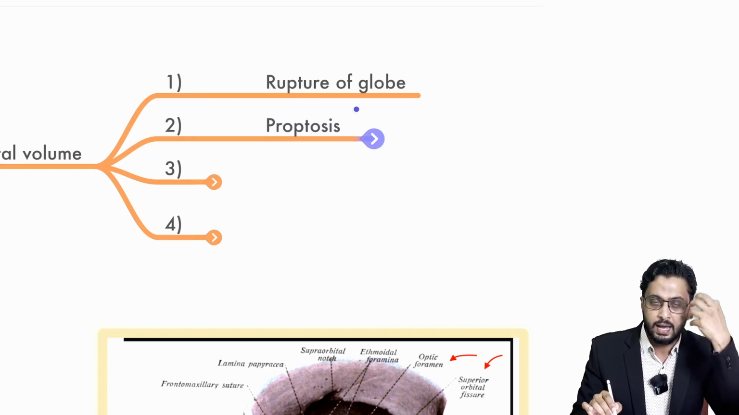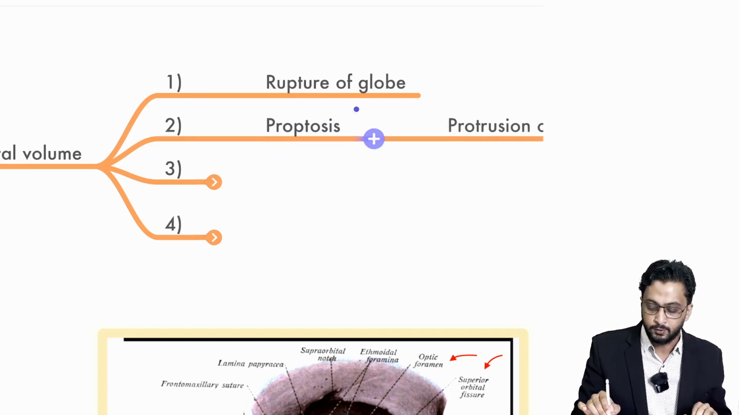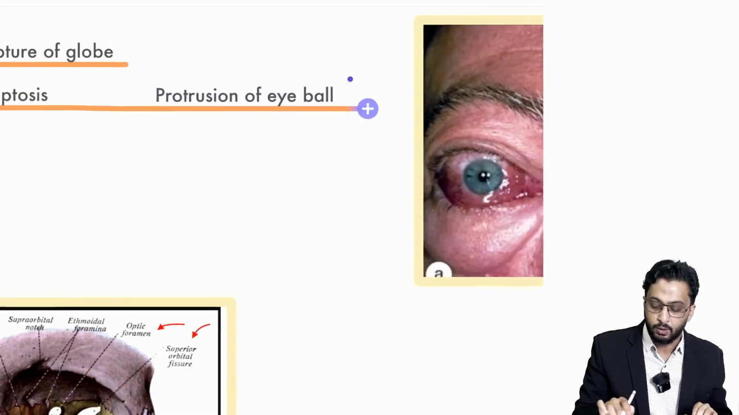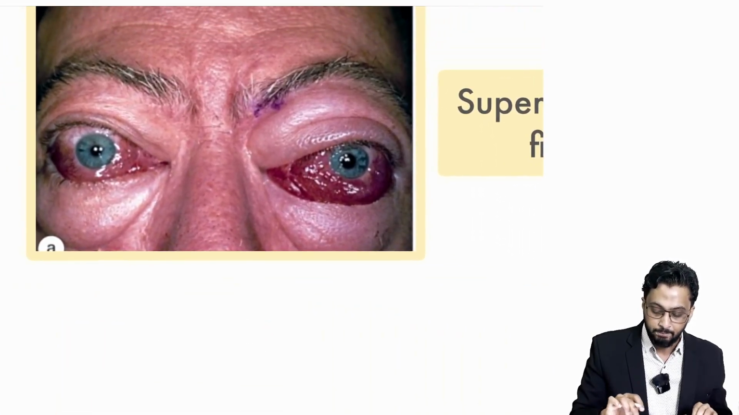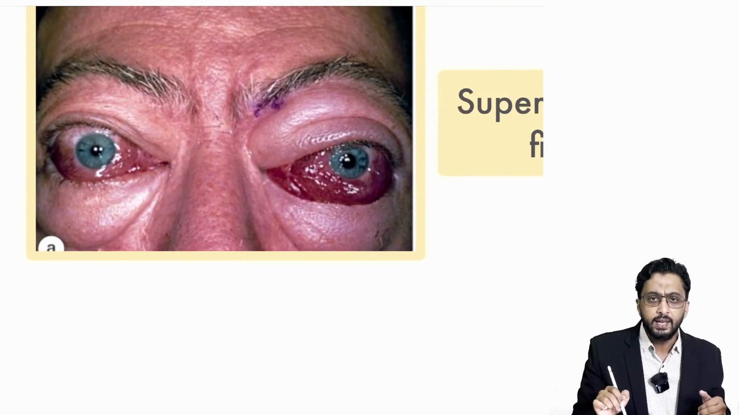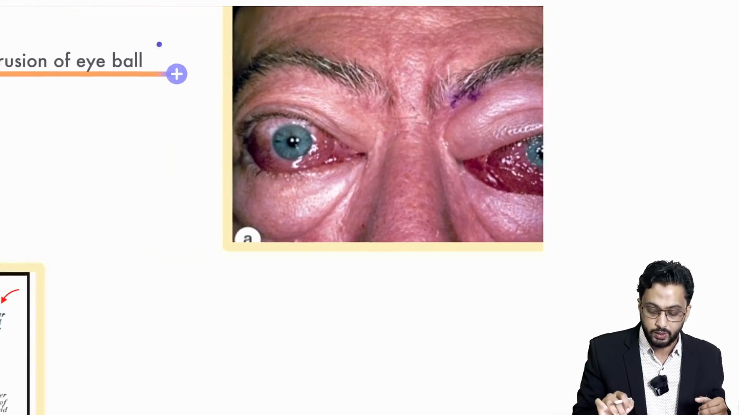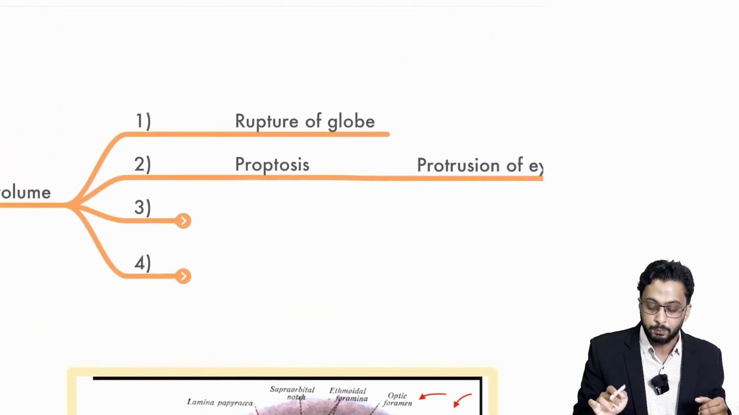Same thing if it is happening in trauma, you call it proptosis. That is the protrusion of your eyeball. This is the picture out there. Your eyeball, you can see very clearly the left eye of the patient is protruded outward. That's a protrusion, that's called a proptosis.